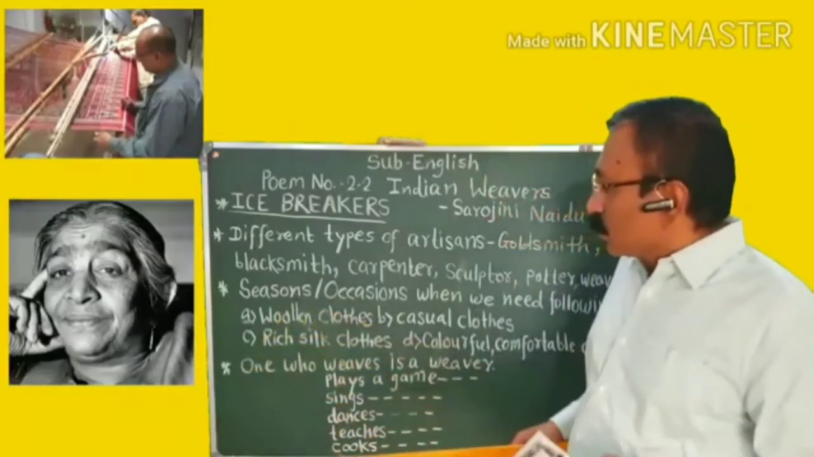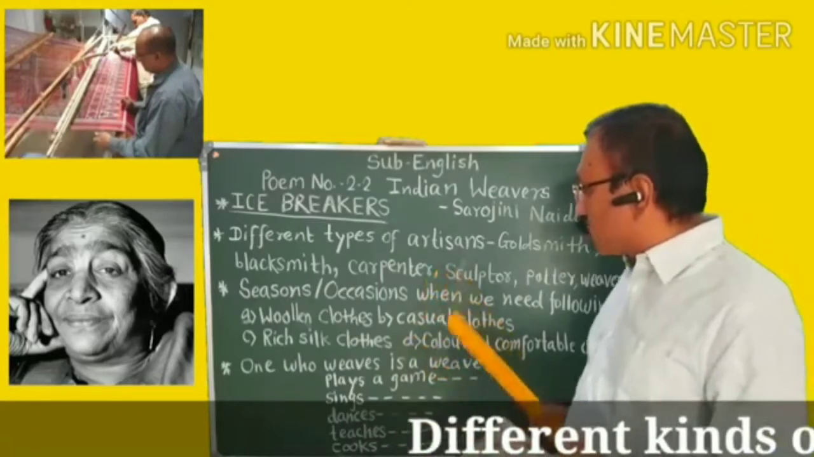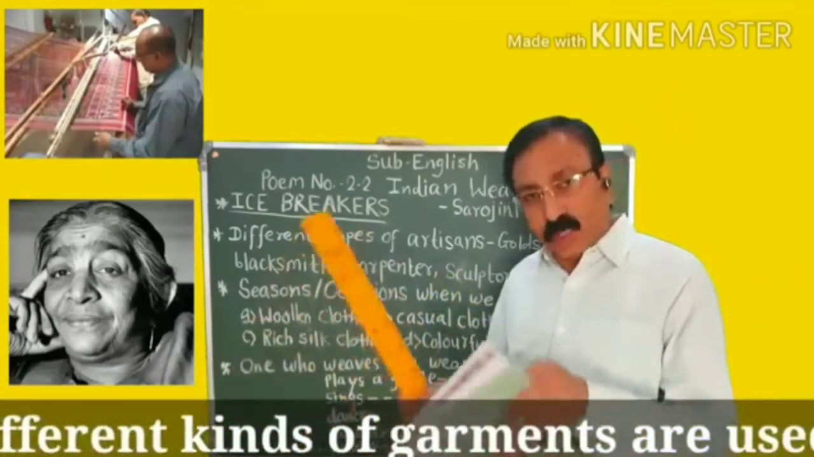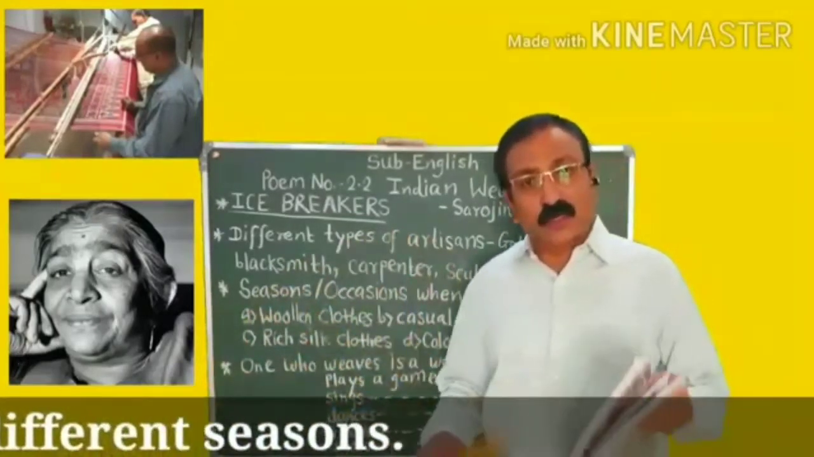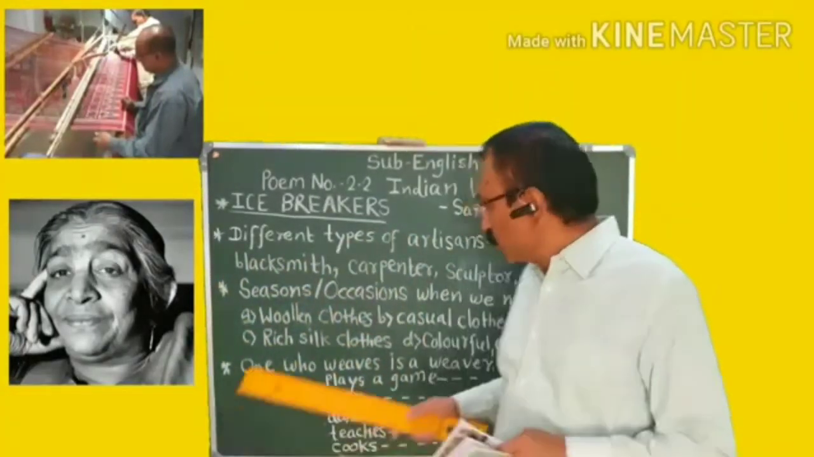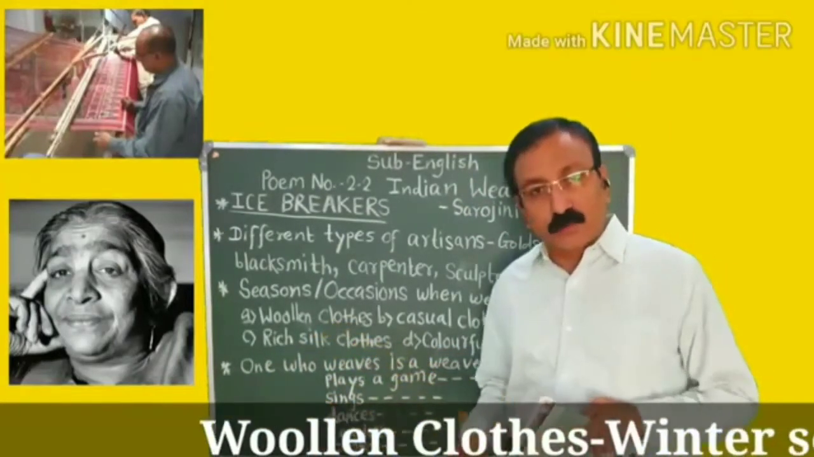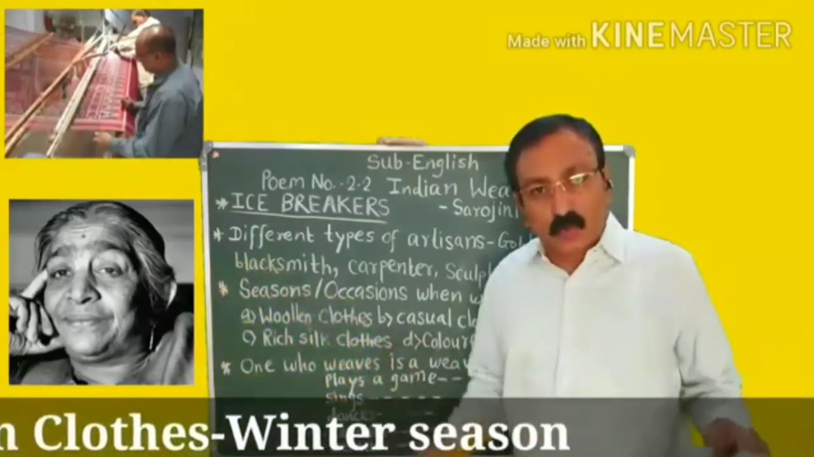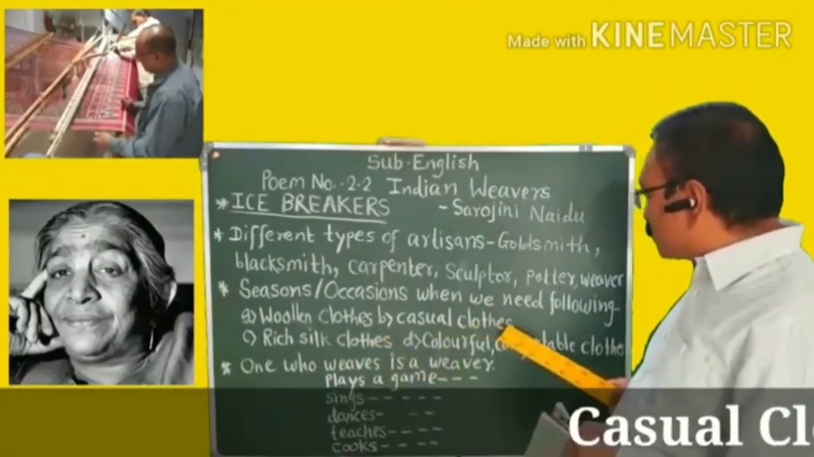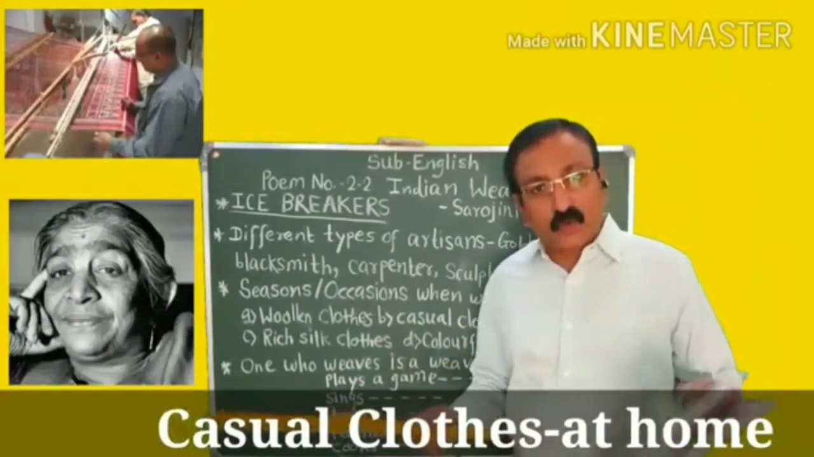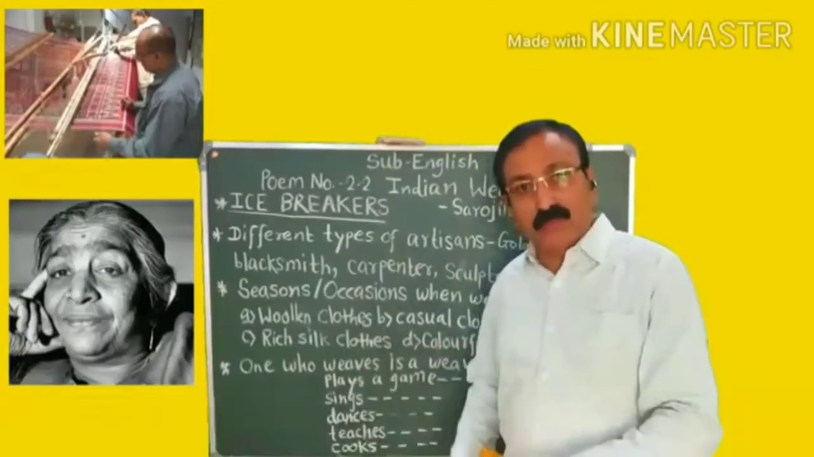Now let us come to the second activity. There are different kinds of clothes or garments which are used in different seasons or different occasions. For example, the first type of cloth is woolen cloth, which is normally used in the winter season to protect ourselves. The second type of garment is casual clothes. Casual clothes are used in our day-to-day life, in routine life, in our house.